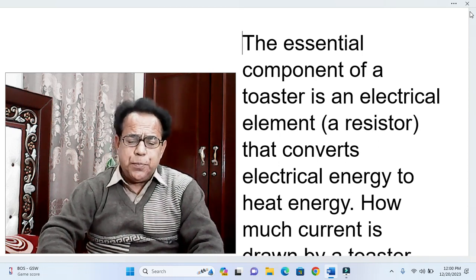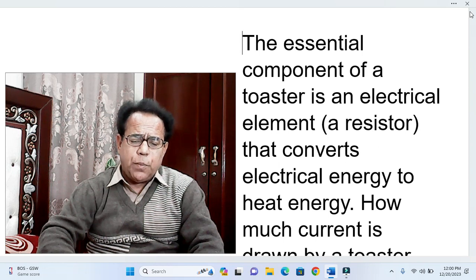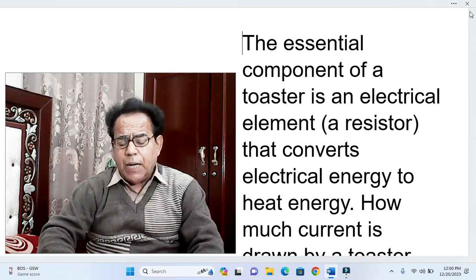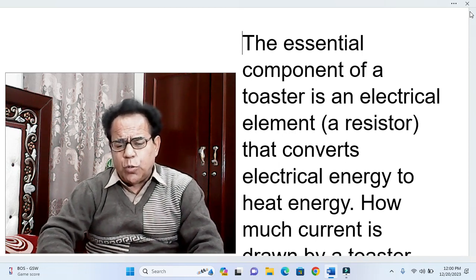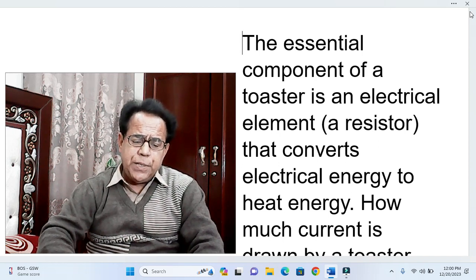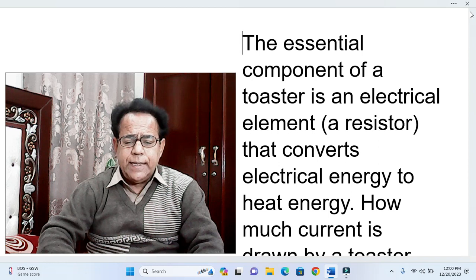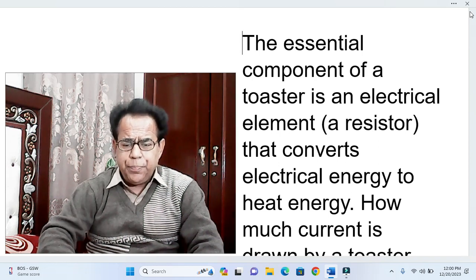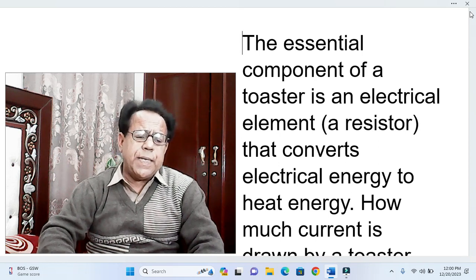Dear students, this problem, like the previous problem, is also of a very basic initial level. We are almost dealing with such type of problems since middle school level. Our previous problem was also of the same nature. In the previous problem as well as in this current problem, Ohm's law is applicable.